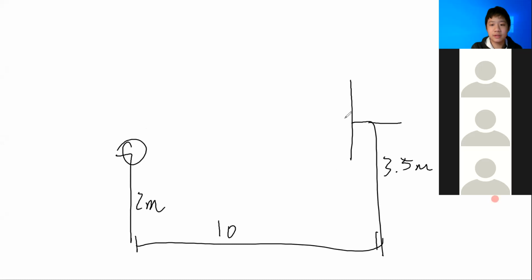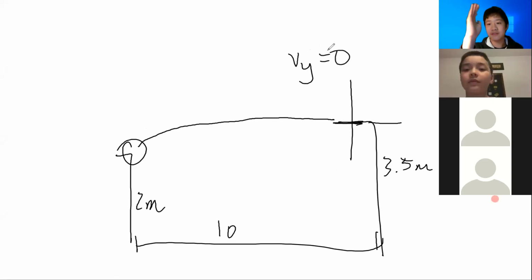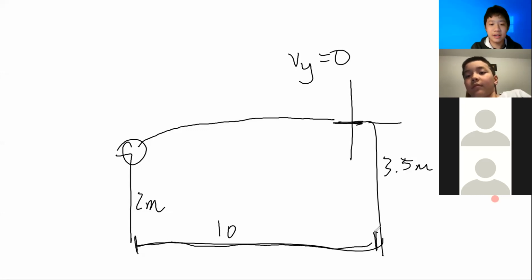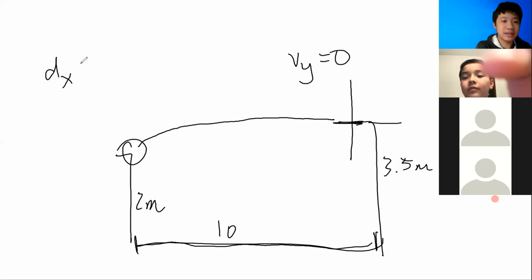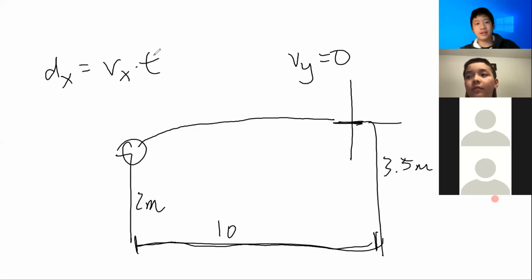When it hits the backboard, it's going to be perfectly horizontal, which means Vy, the movement in the y direction, is going to be 0. And it hits the backboard 0.7 seconds after throwing. So what is the horizontal distance the ball needs to cover in those 0.7 seconds? Well, it's 10. Remember this formula: dx equals vx times time.